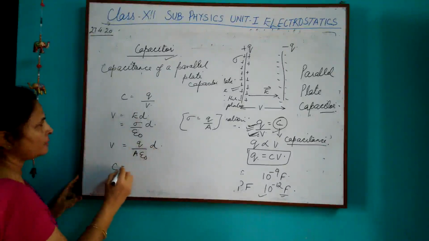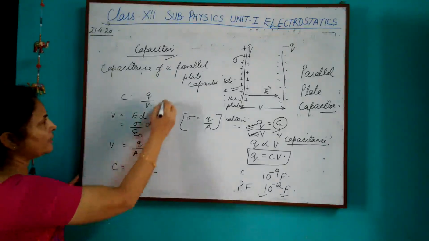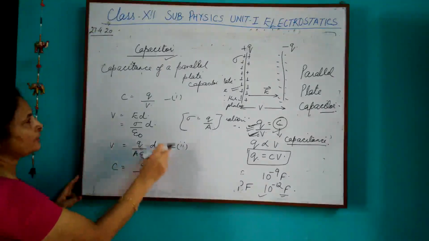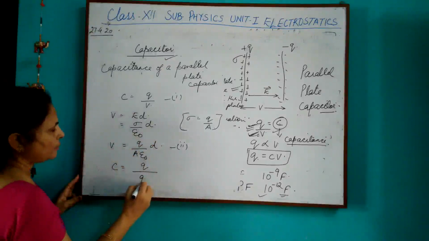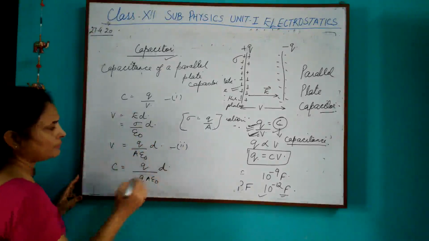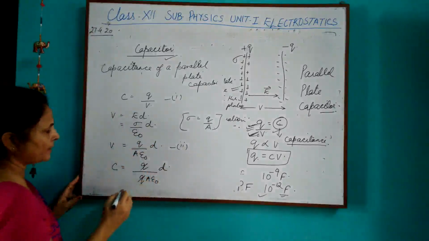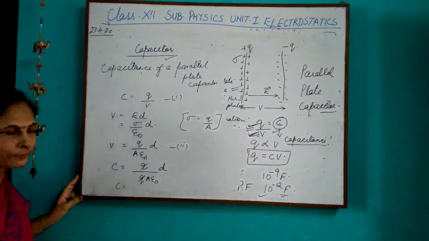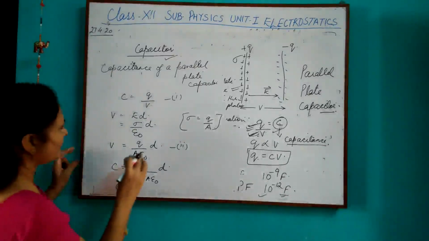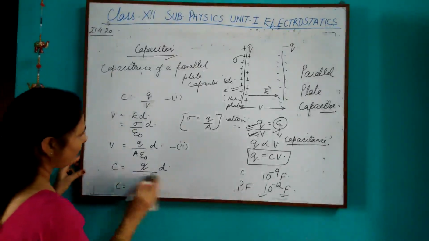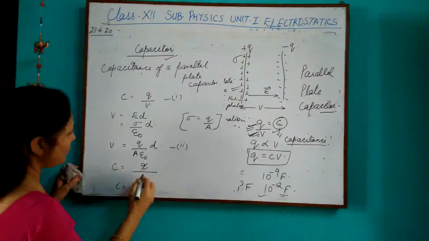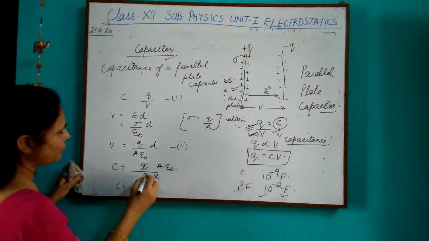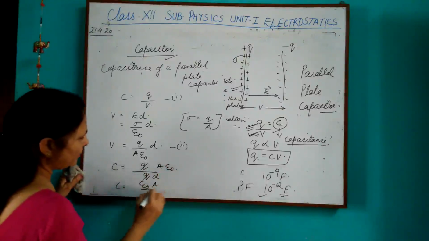So what is the value of C now? Q upon, now I'll substitute the value of V from equation 2 in 1, Q upon Q D upon A epsilon naught. Q and Q will cancel out. C is equal to, this is going to give me epsilon naught A upon D.